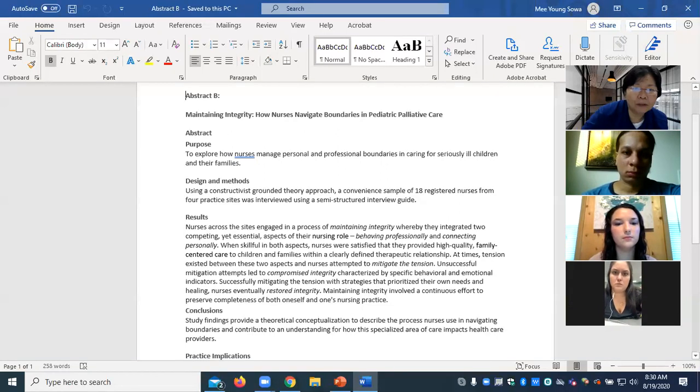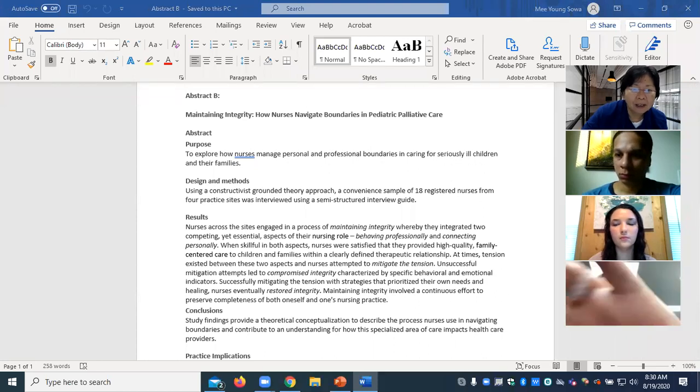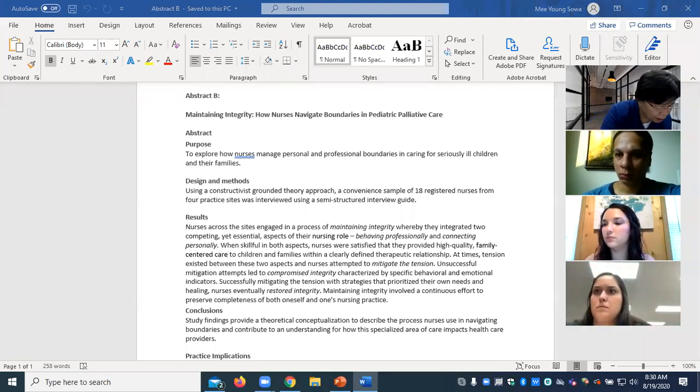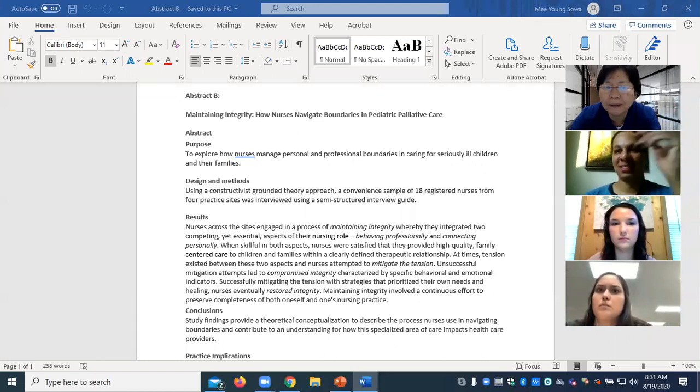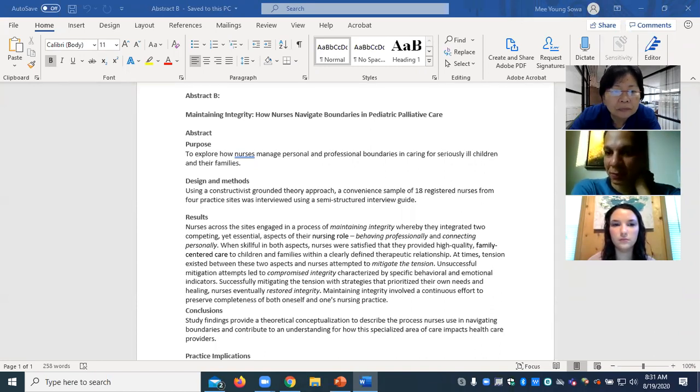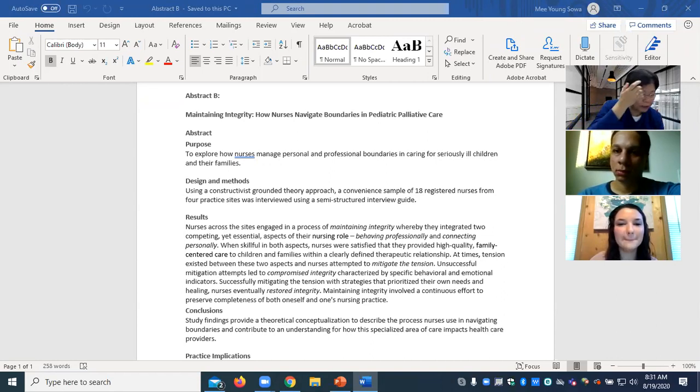Okay, purpose. Alexander Kincaid, can you read the purpose, please? The purpose is to explore how nurses manage personal and professional boundaries in caring for seriously ill children and their families. Explore. Yeah, we can explore even with quantitative, but by just reading this, it's more likely qualitative. But the best way you can find whether it's qualitative or quantitative is to read the design and method, okay?